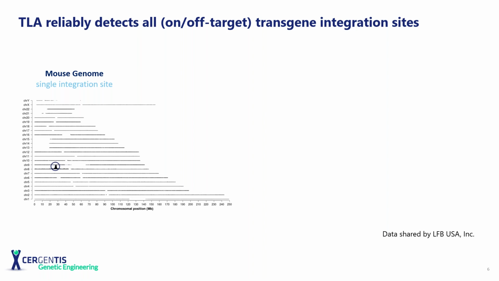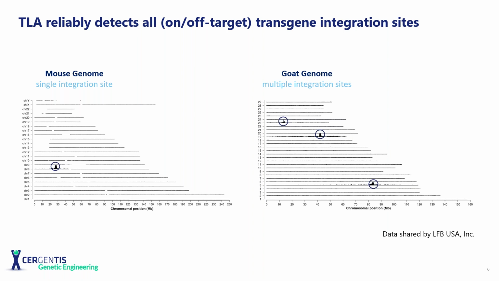So what you see here on the left is that we were able to determine a single integration site on mouse samples. And on the right plot, we found multiple integration sites in a goat sample. The peaks you see in this genome-wide coverage plot are the bell-shaped curves I showed you in the last slide. As I mentioned, our inverse primers bind specifically to the transgene, and therefore we will be able to provide you with the location of the integration site in an unbiased manner.